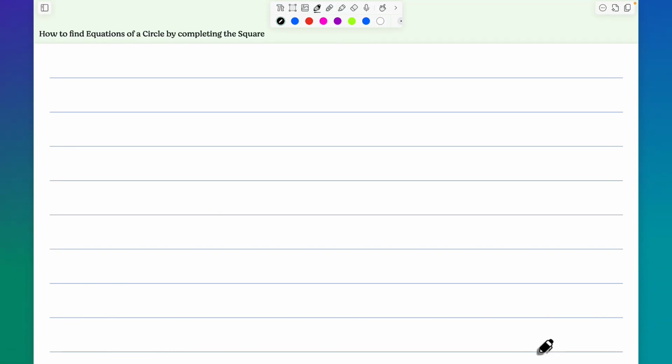In this video, we're going to talk about how to find the equation of a circle by completing the square. Because in the first video, we talked about the fact that equations of a circle follow the format x minus x1 all squared plus y minus y1 all squared, and that's equal to radius squared. So essentially, we can get three things from this formula.